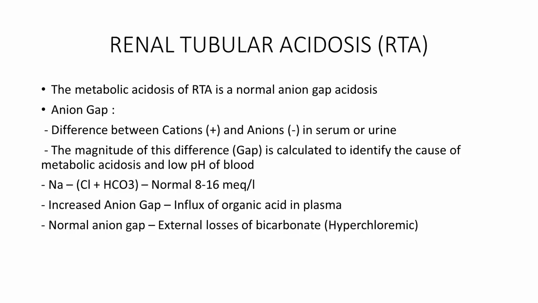And the normal anion gap is usually because of the loss of bicarbonate, may it be in the stool or in the urine, and it usually leads to hyperchloremia. Because bicarbonate is a negatively charged ion, when it is lost, compensatory there is an increase in chloride ions, which are also negatively charged. So it is also called hyperchloremic metabolic acidosis.